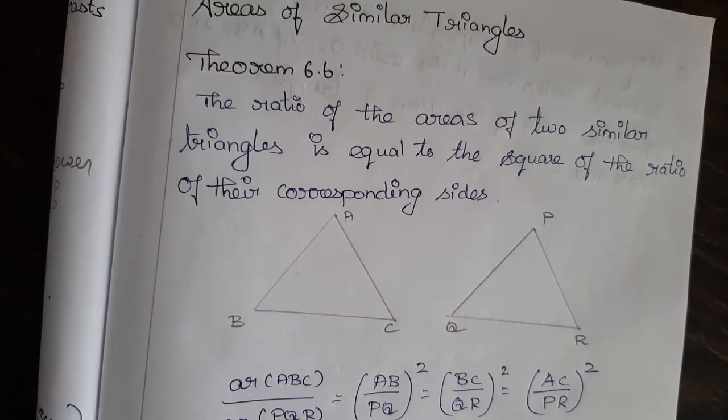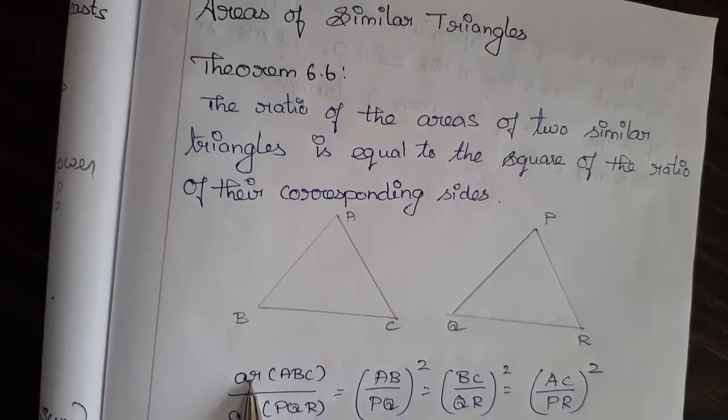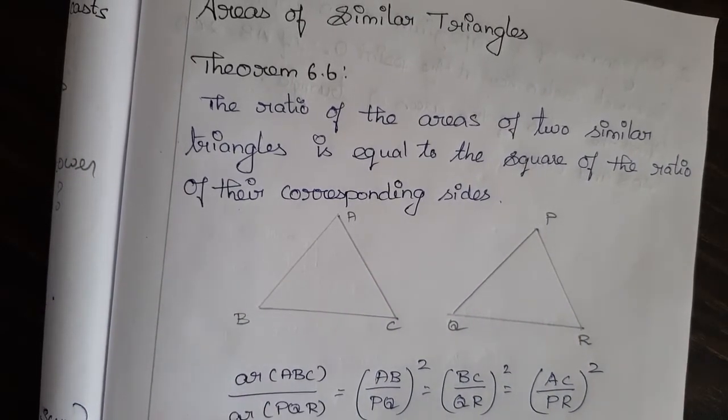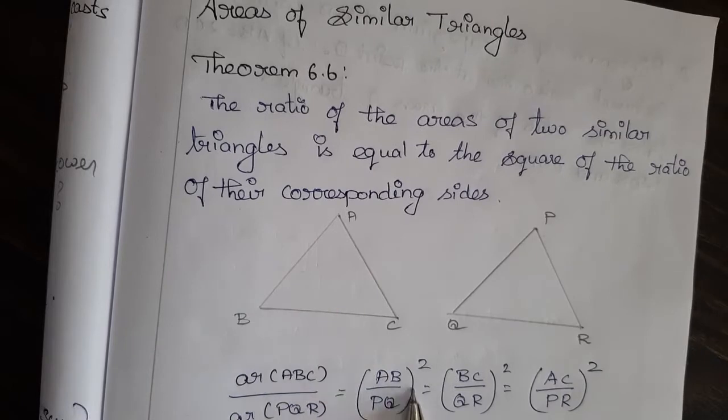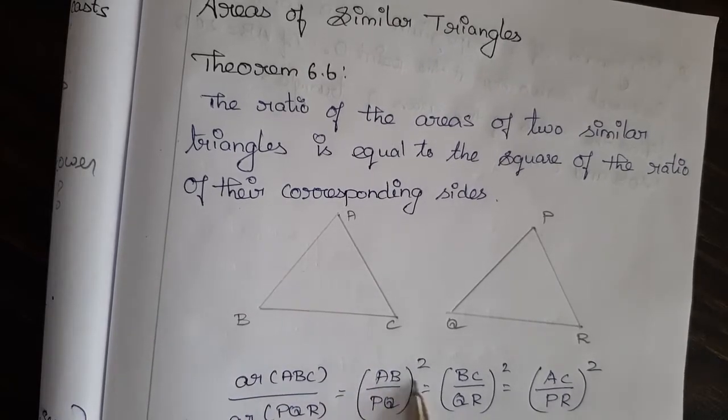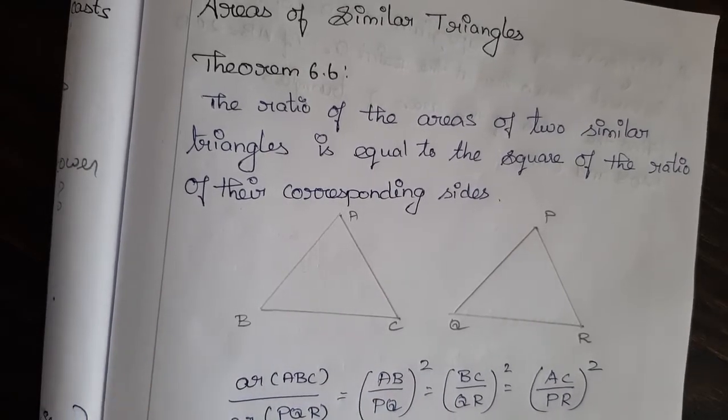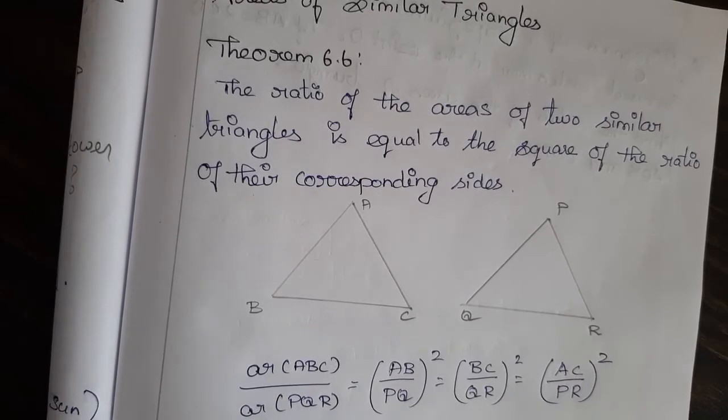then the ratio of the area of triangle ABC and the area of PQR will be equal to the square of the ratio of their corresponding sides. The square of the ratio of corresponding sides gives the ratio of the areas of the similar triangles. So the similar triangles are ABC and PQR.